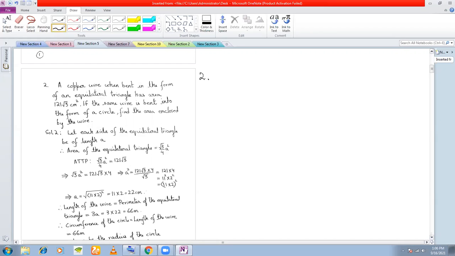It's bent in the form of an equilateral triangle. So you have this copper wire. Say this is the length. This copper wire, what I do is I bend it and form an equilateral triangle. Okay.